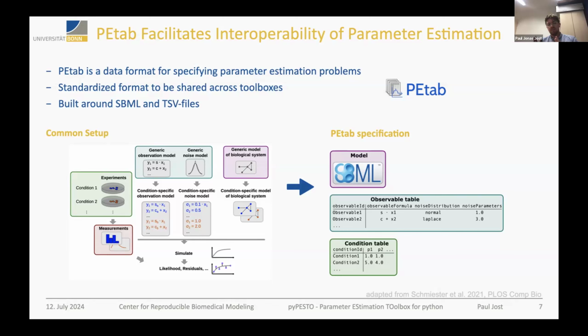For the data that you have, you think of every kind of data set as an experiment and some sort of condition, meaning that the conditions just vary between the experiments. Either you knock out a reaction, you know that you start in steady state, or you know that one of the initial conditions is perhaps 0 or something.